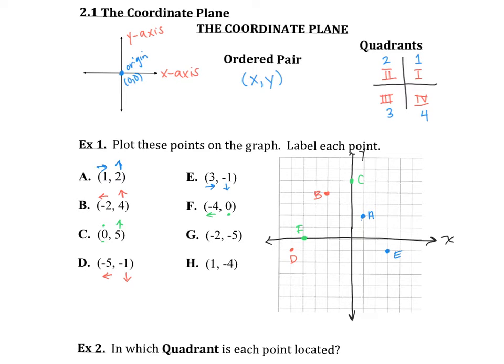Okay, G, x is negative, y is negative. From the origin, negative 2, 1, 2, 3, 4, 5, negative 5. Okay, last point, H, positive x, negative y. So from the origin, positive 1, negative 4.